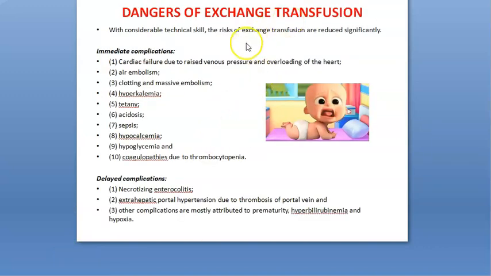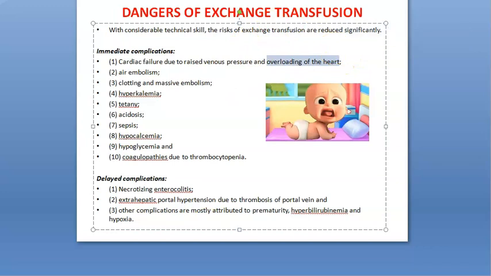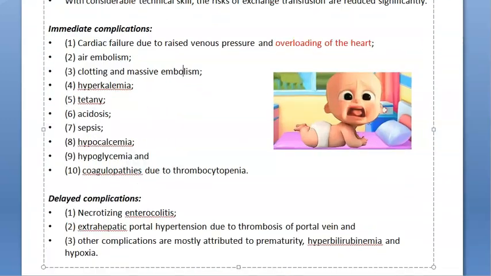There is a lot of danger with exchange transfusion. You can overload the body with so much blood, so it will overload the heart. There can be air embolism, there can be some clot, there can be tetany. Acidosis can happen, for which you will give what? Sodium bicarbonate. For tetany, you will give what? Calcium gluconate. You can have hyperkalemia, so you will have to give something which will reduce the potassium. There can be hypocalcemia that led to the tetany, so you will give what? Calcium gluconate. Very good. Hypoglycemia, that's why you should keep the blood sugar in check. We told you there can be coagulopathies because there can be thrombocytopenia, less platelets. So coagulopathy, but there can be clotting also. It can happen either way.